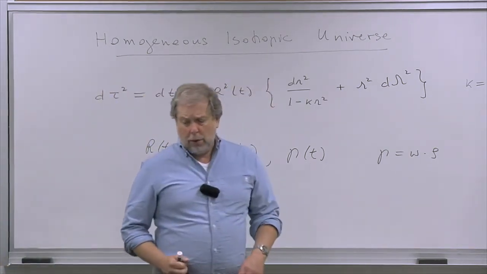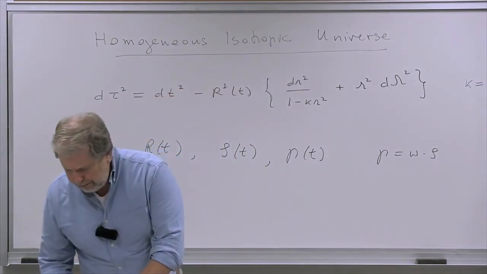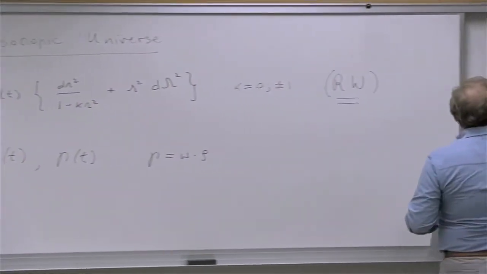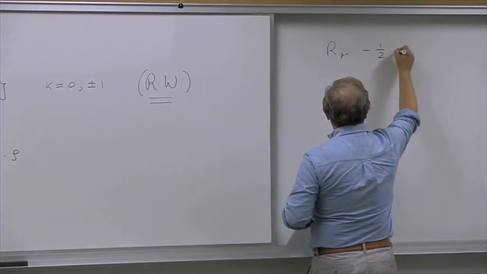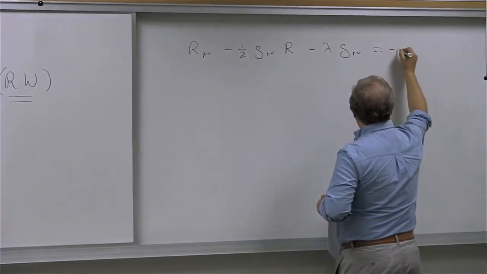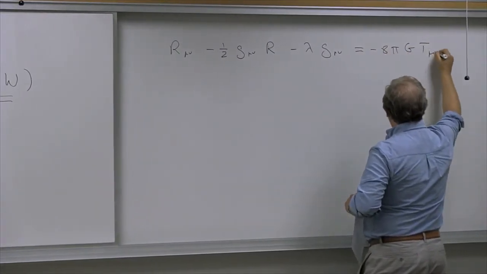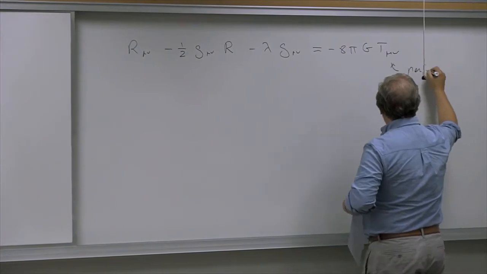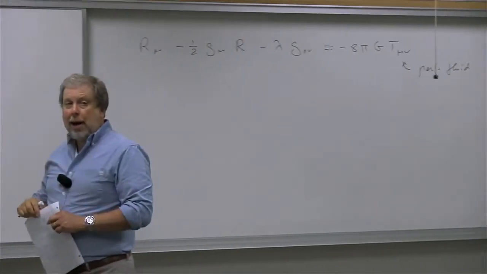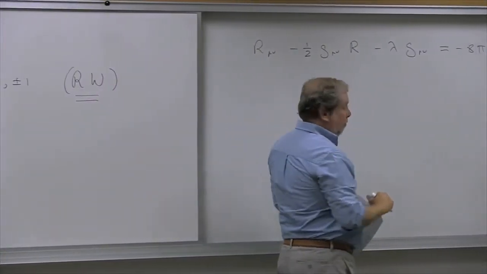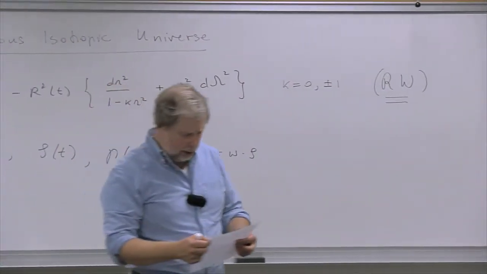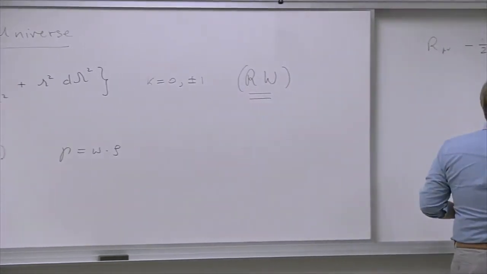So anyhow, you plug this into the field equations, right? And the field equations, again, are R mu nu minus 1/2 g mu nu R minus lambda g mu nu is equal to minus 8 pi G times T mu nu. So this is our perfect fluid form, right? And the lambda term, we should add that as well. For now, we just focus on the case lambda equal to 0, and then we'll come back to the case of non-zero lambda.